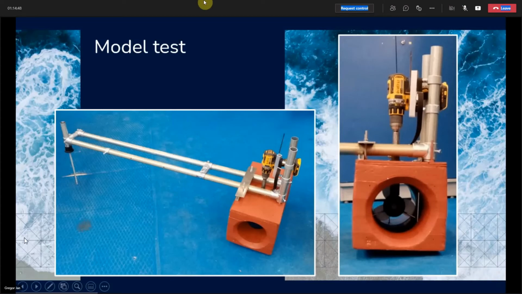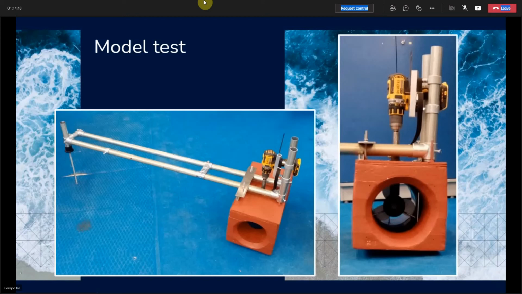To validate the simulation results, we made a model at scale 1 to 20, cut from foam and epoxied. The model was driven by a cordless drill, and we measured thrust and consumed electric power with sensors connected to an Arduino. Thrust was measured with a strain gauge, current with a Hall effect-based sensor, and voltage with a voltage divider connection from the battery to the Arduino. Then from power consumption and thrust, we can calculate efficiency.